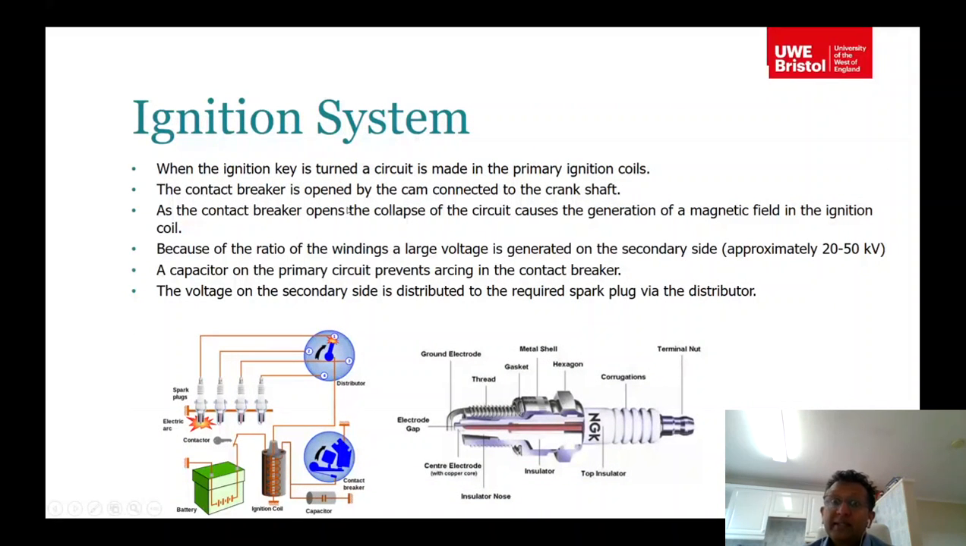Then we'll look at the ignition system of a spark ignition engine. So you see this system. That's your battery. That's the ignition coil. What the ignition coil does is it increases the voltage difference. So this acts basically as a transformer. It gives a very high voltage across the spark plugs.